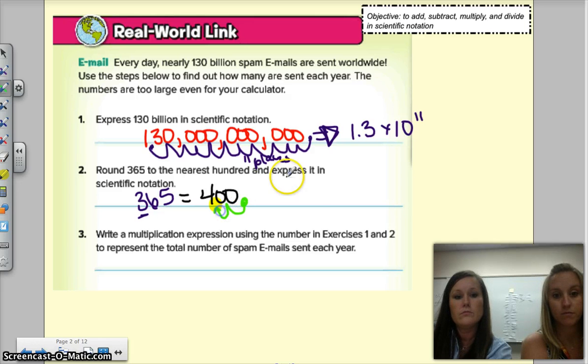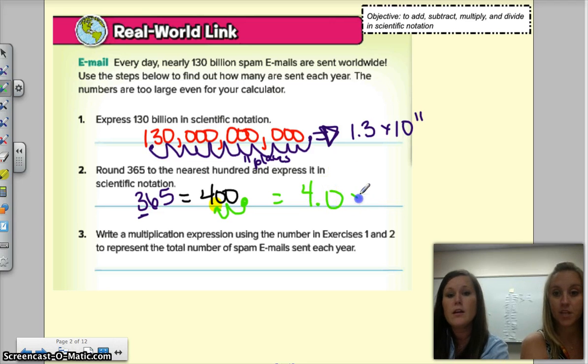Move it in 1, 2. Can I do 4.0? Sure it can. I'm going to write it like that, times 10 to the 2, 2 places. You got it. Feeling good so far, guys? Yep, feeling great.